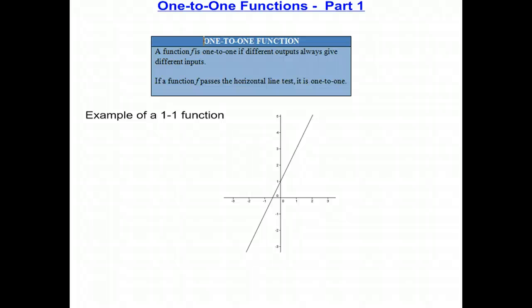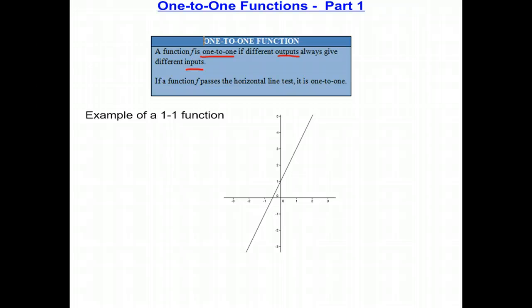Today we're going to talk about one-to-one functions. This is part one of a two-part screencast. So a function f is one-to-one if different outputs always give different inputs. So here's an example of a one-to-one function.